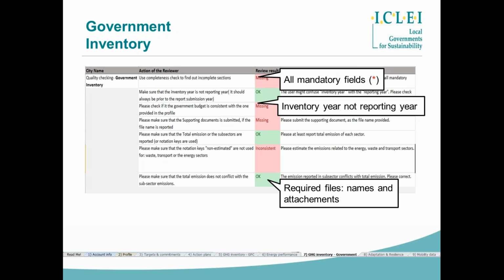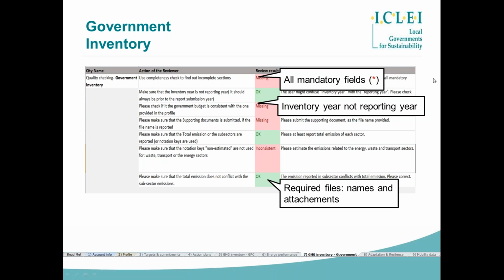And also an indication if the inventory includes data from lower levels of government within its jurisdiction, or if it's reported to a higher level of government. Indication of confidentiality, indication if analysis of scope 3 emissions was done or not, indication if the inventory was verified or not, and also indication of the protocol that was used.